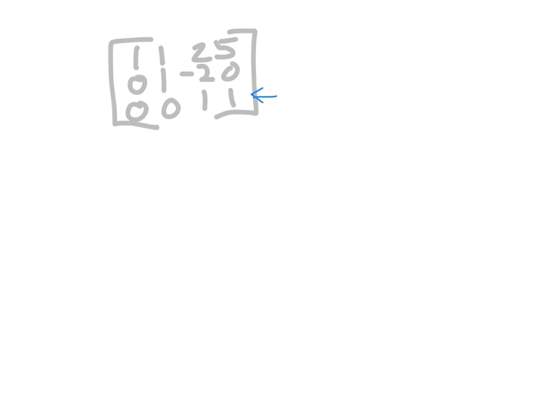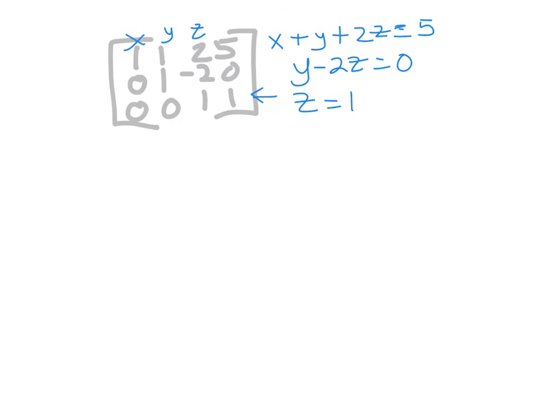So remember, this is x, y, z's. Okay, so that means z is 1. So I already answered one answer. Okay, then the next one's going to be y minus 2z is equal to 0. And then my top thing will have all three of them, so that would be x plus y plus 2z is equal to 5. Okay, so one answer is right there.